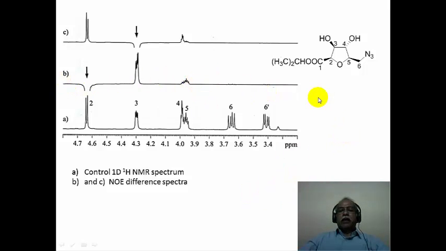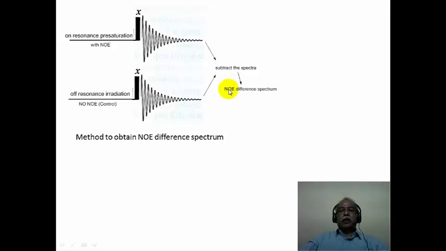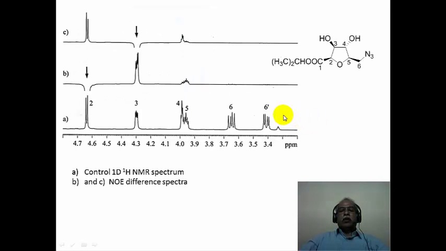In other words, under the conditions of irradiation of 2, the molecule is observed with and without the NOE effect, and this spectrum is essentially subtracted from the one with the NOE to get the difference spectrum. So this is a difference spectrum after subtraction of the two spectra accumulated in this manner for this particular molecule. You don't see these peaks here because they don't have any changes from the normal spectrum, the control spectrum, and the one with the NOE.